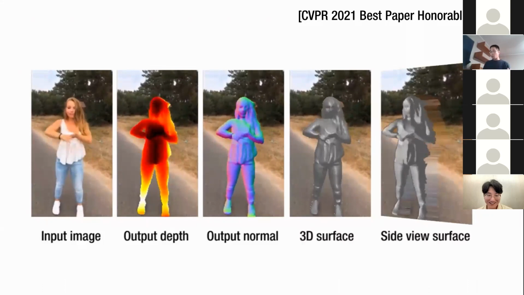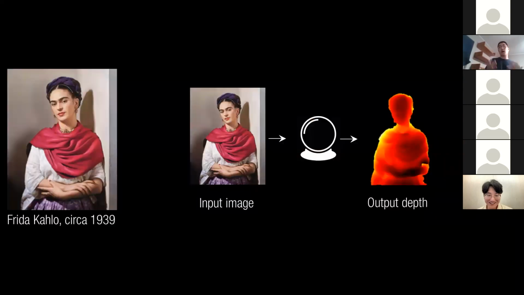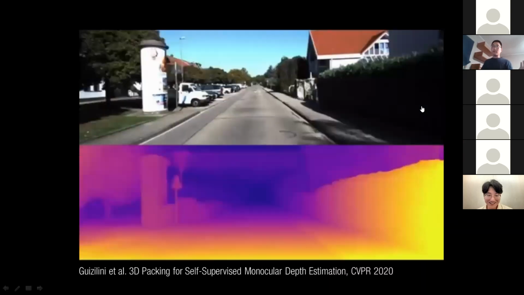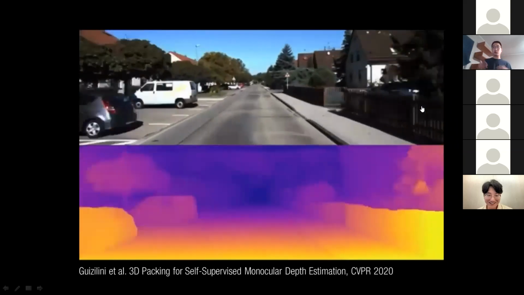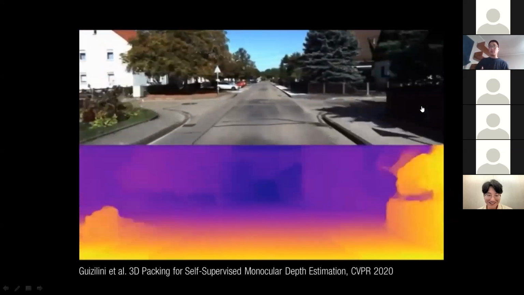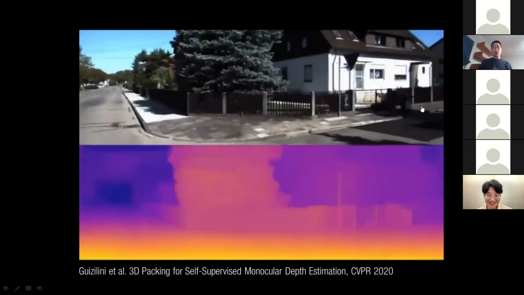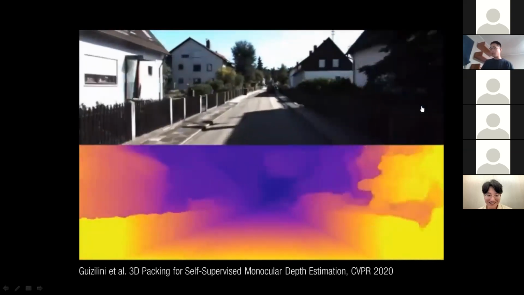Okay. So how does it work? Consider this historic picture of Frida Kahlo. Now I'm going to train a neural network that can predict the 3D geometry of Frida Kahlo in the form of a depth. So I have a neural network that takes the input image and predicts the output depth. And in fact, this is not even a new problem at all. Computer vision researchers have been training neural networks to predict depth from a single view image for autonomous driving or indoor space navigation. So this is not a new problem.